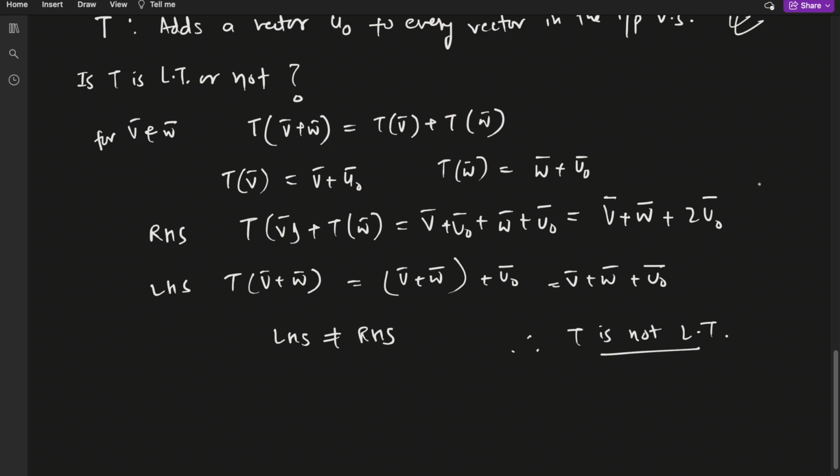But yeah, from a proof point of view, we can always follow this. We need to satisfy those two properties to make sure that it is a linear transformation or not.